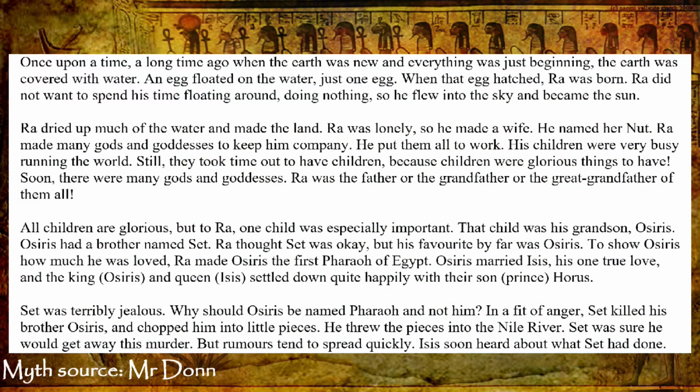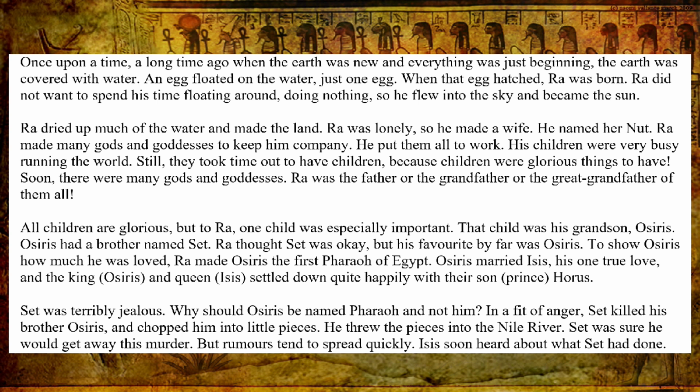Once upon a time, a long time ago, when the earth was new and everything was just beginning, the earth was covered with water. An egg floated on the water, just one egg. When that egg hatched, Ra was born. Ra did not want to spend his time floating around, doing nothing, so he flew into the sky and became the sun. Ra dried up much of the water and made the land.